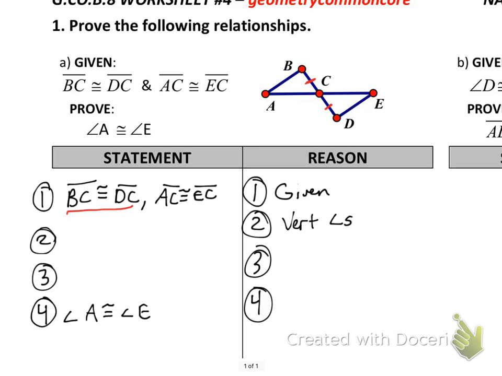The other given, segment AC is congruent to segment EC. Well, I can show that as well. AC is right here. EC is right here. Okay, I've got 2 congruent elements. They were given. That makes this proof pretty easy. The last congruent element is those vertical angles. I'll go ahead and mark them.